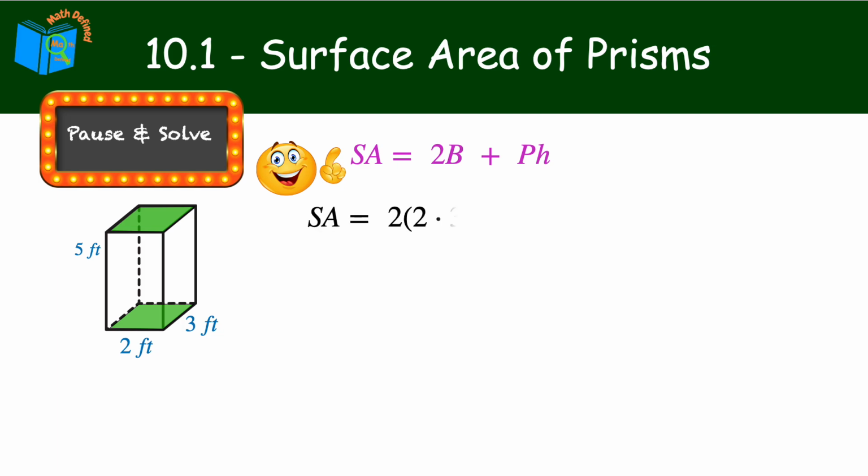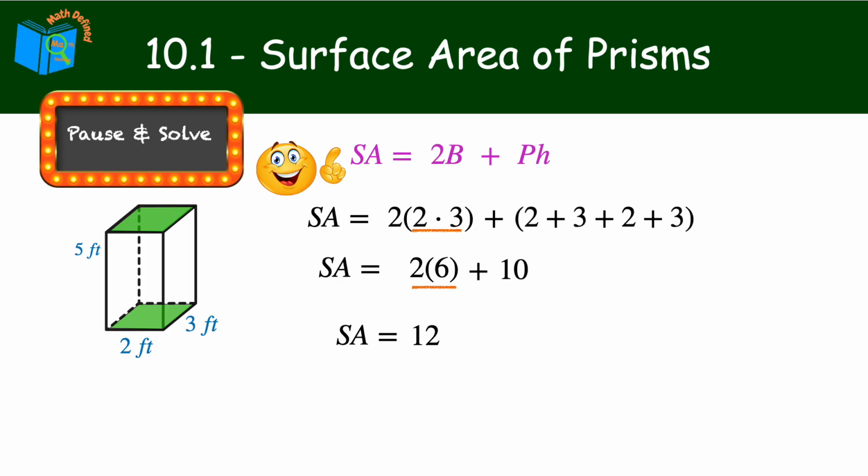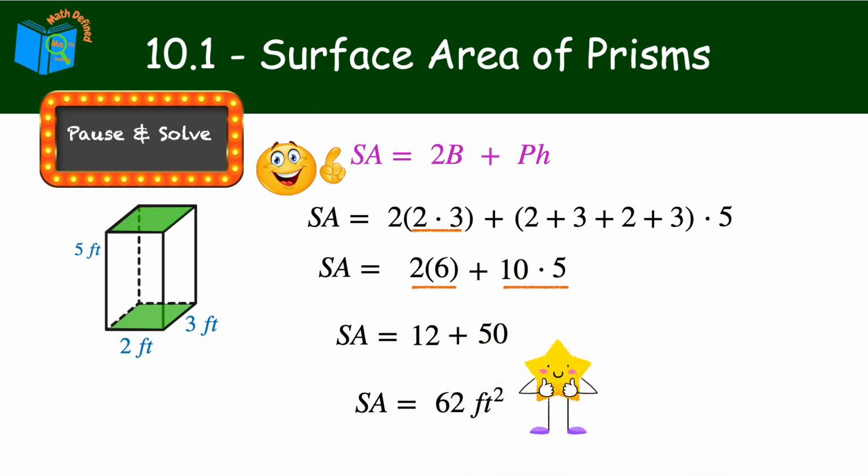The base is a rectangle, 2 times 3 is 6, and we have 2 bases, so that's 2 times 6 to get 12. Now for the perimeter of the base, 2 plus 3 plus 2 plus 3 is 10. We can't forget to multiply the height of the prism, 5 feet, to the perimeter of the base. 10 times 5 is 50. Adding everything together, 12 plus 50 is 62. So the surface area is 62 feet squared. Nice work.